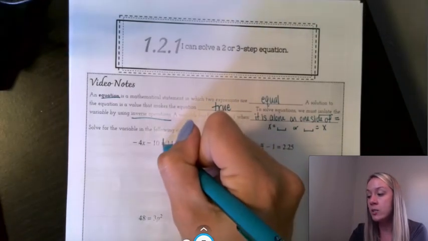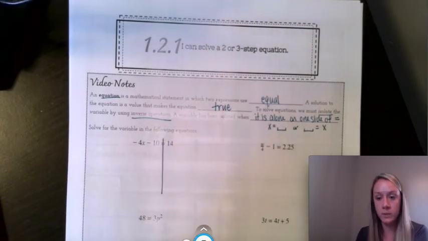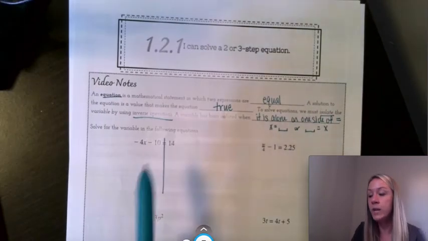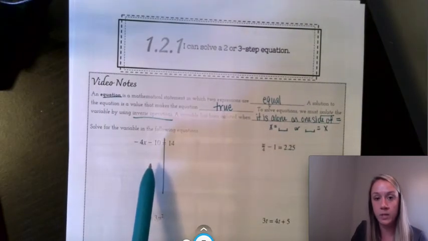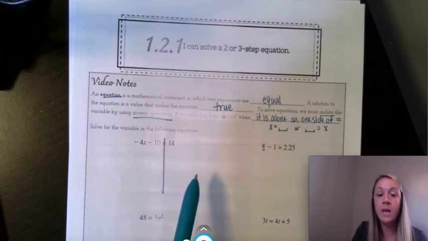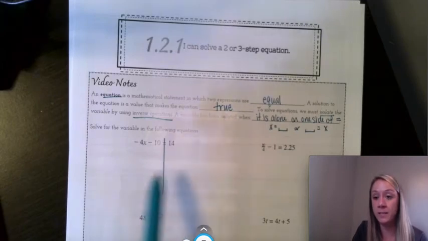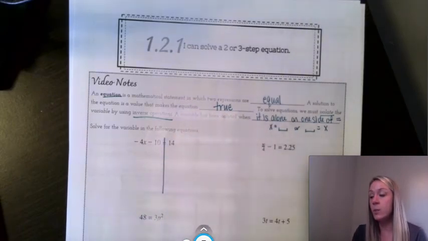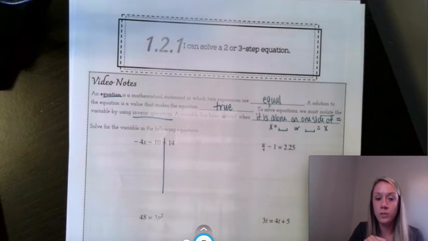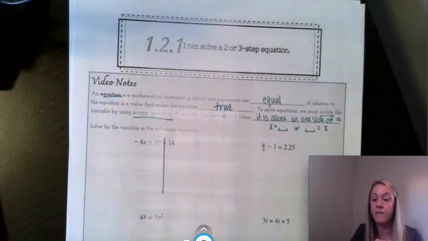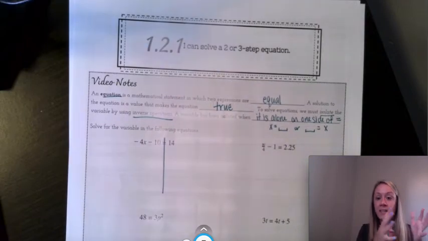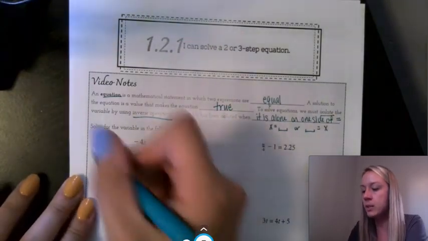I like to draw a line through the equal sign because whatever I do to one side of my equation, I have to do to the other side to make sure that it still remains equal. What we want to do is start with whatever's furthest from the variable. We want to get the variable by itself. Anything that's next to it, we have to get away. So whatever's next to it, but furthest away from it. Okay, so I'm going to make a little note here.